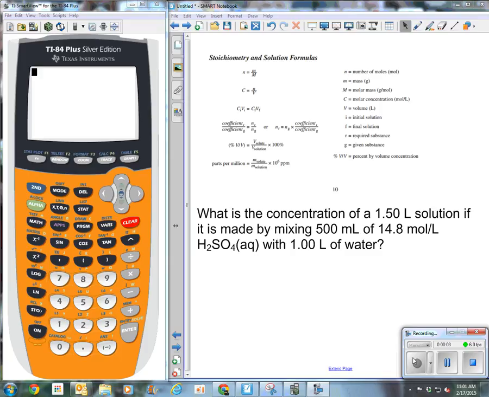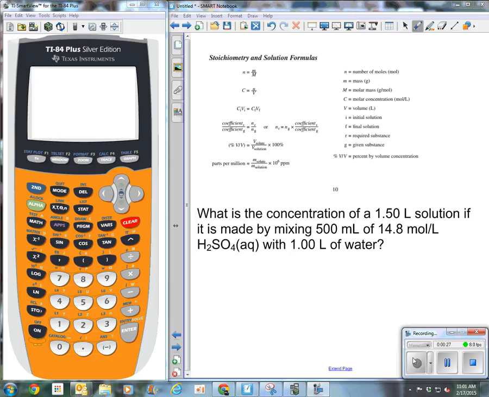So here we are going to be doing an example of a dilution question. So here's our first one. What is the concentration of a 1.5 liter solution if it is made by mixing 500 milliliters of a 14.8 mole per liter solution with 1 liter of water? Okay, well, let's decipher what we've got going on here.